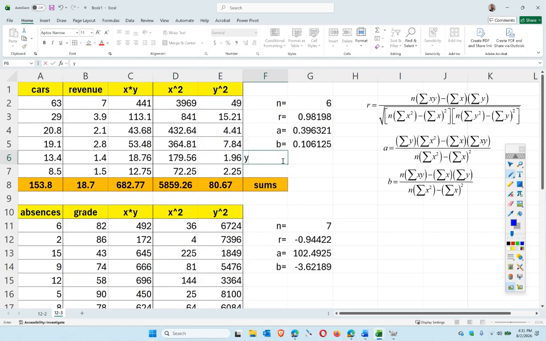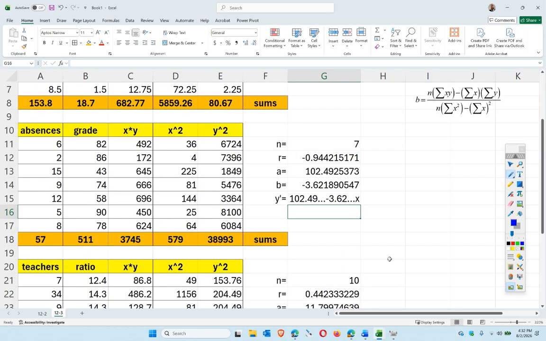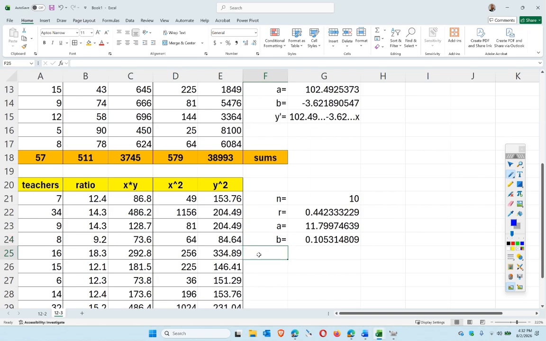So this is y hat equals, right, 0.39 plus 0.106x essentially, right? Although there's some decimals in there, right? Okay, and we can probably make this bigger, right? Make that a little bit bigger. Yeah, that's okay. So we'll copy those, go down to there, paste. Okay, so this one is, I don't know, 102.49, and this is minus 3.62, right? And then down here, we'll paste it again.